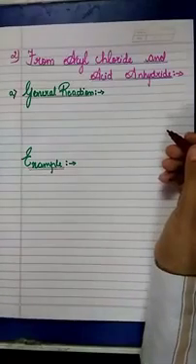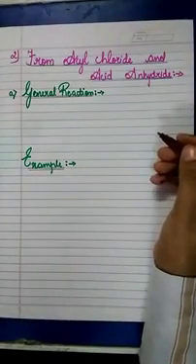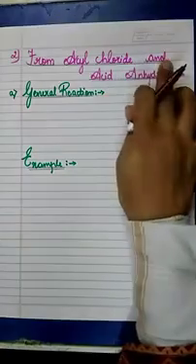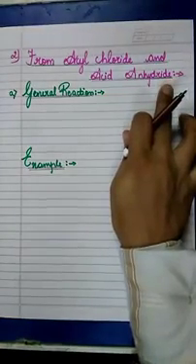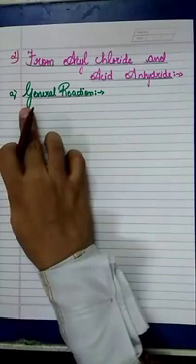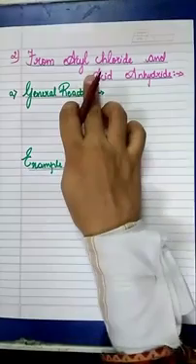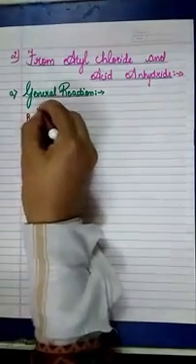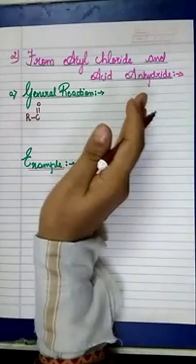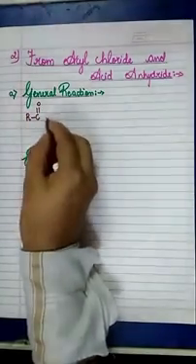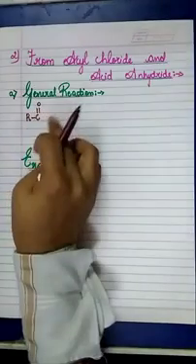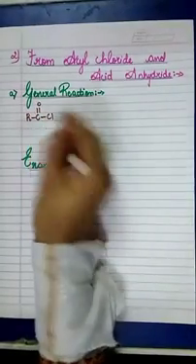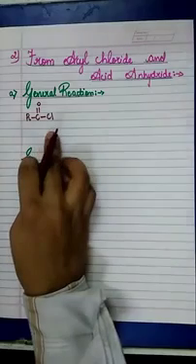The second reaction for the preparation of carboxylic acid is from acyl chloride and acid anhydride. First reaction in this is from acyl chloride. What is your acyl chloride or acid chloride? RC double bond O, OH is your acid. When OH is being replaced by Cl, it is your acyl chloride.